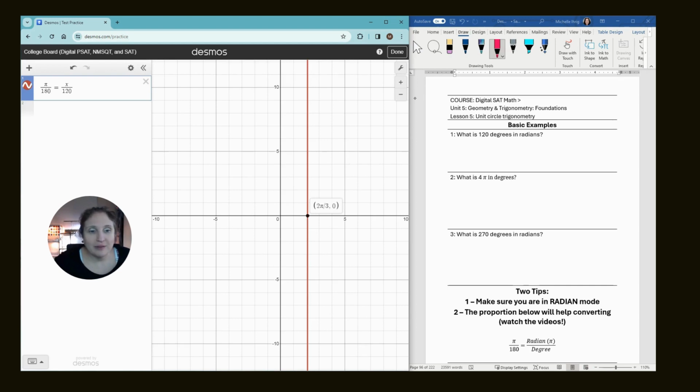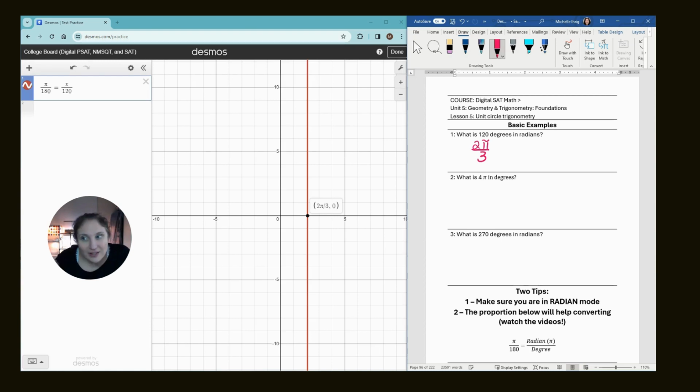2 pi over 3. I just want to cry because it was never this easy when I was in school. I started teaching geometry in Georgia in 2017 when I moved here, and the calculators did not do this for you. So it's incredible.